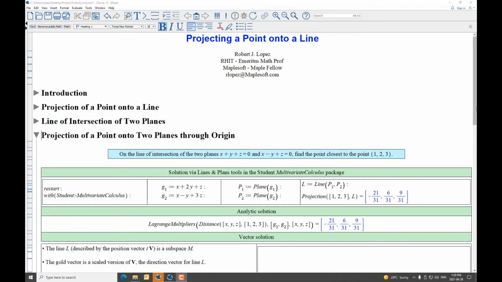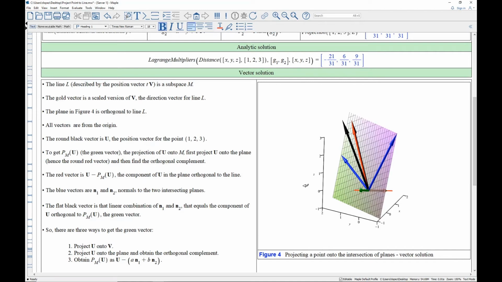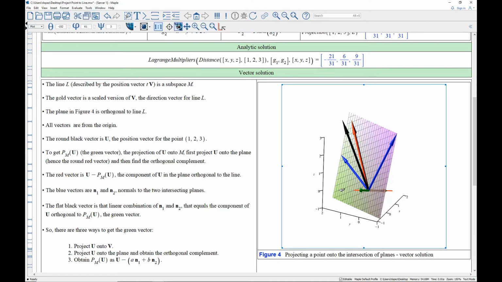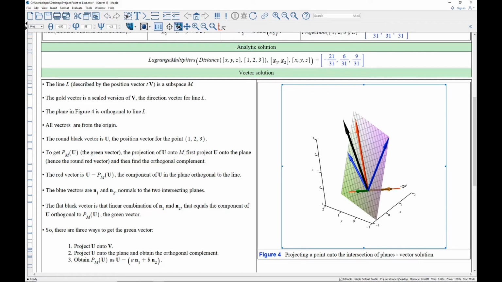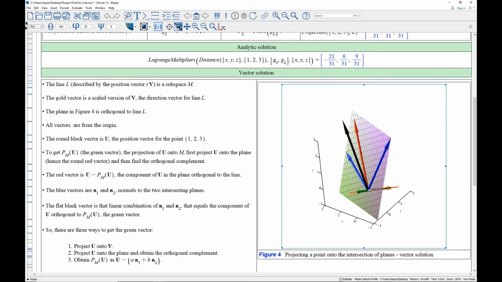And now for a vector solution. Figure 4 captures the essence of the vector solution. We have the red line. We have the direction vector for the line. That's this goal vector. We have a point on the line. Because the planes that we intersect go through the origin, the origin has to be on the line of intersection, so we can take this point to be the origin.